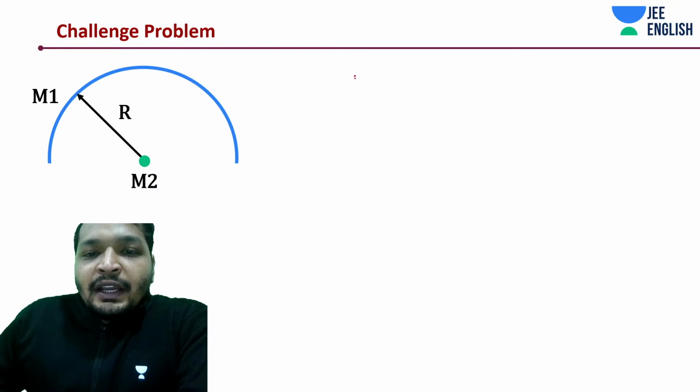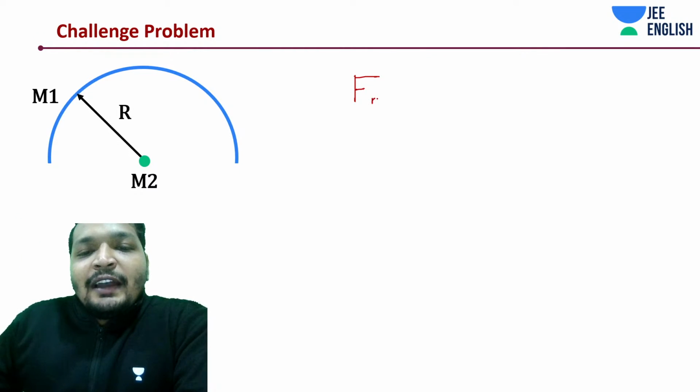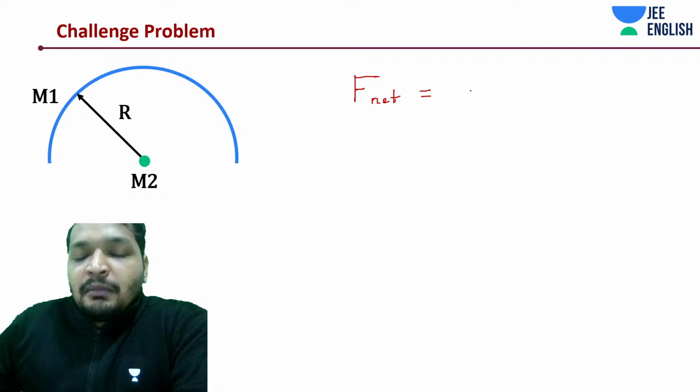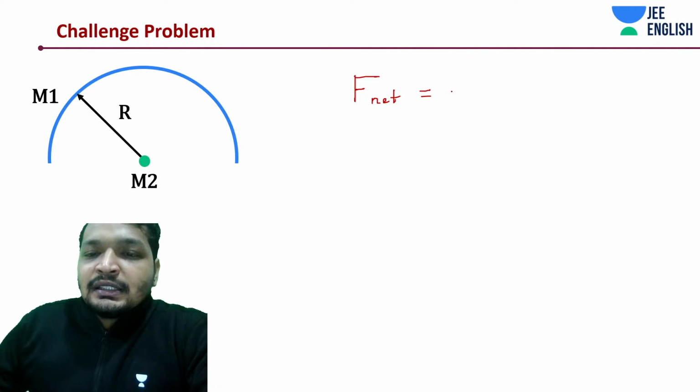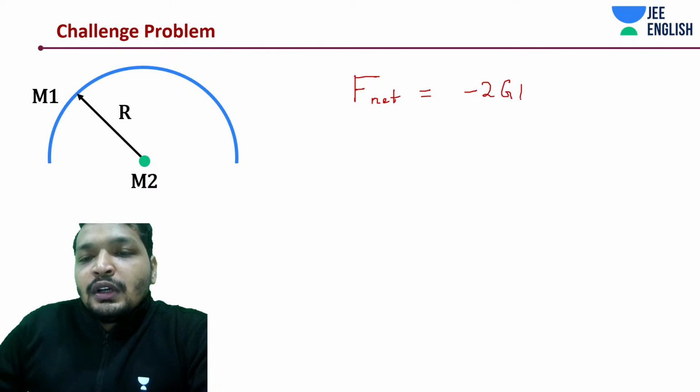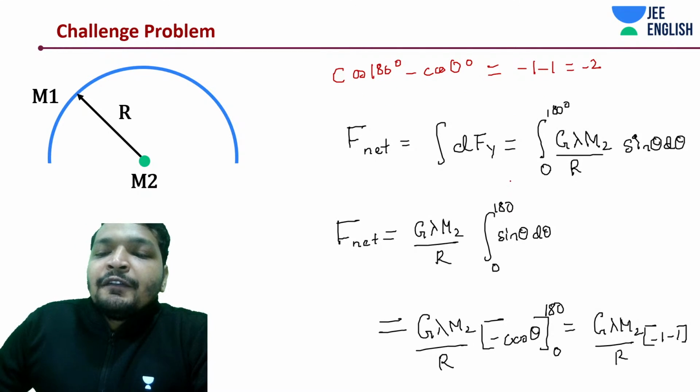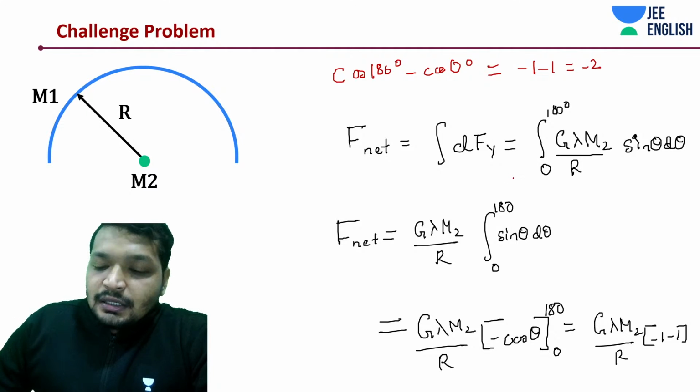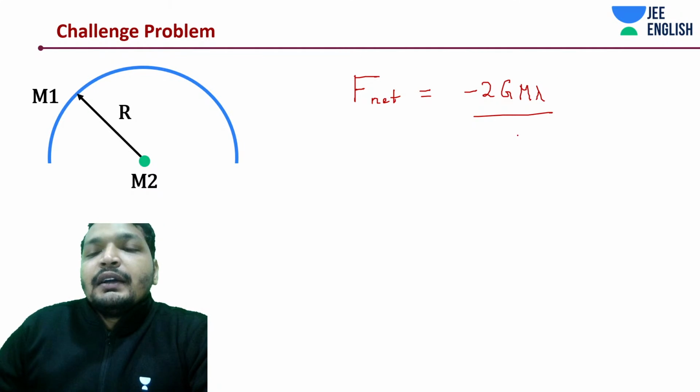I think we are running out of time, so I have another class. So F net is going to be, we are getting it to be, minus 2 G into m into lambda divided by r. That's it.